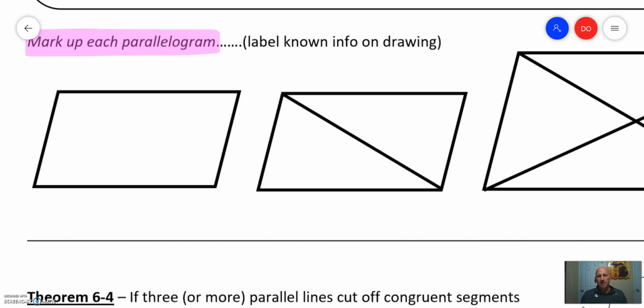Hi there, still in Geometry, Unit 6, Section 6.2, Properties of Parallelograms. This is video 2 of 4.